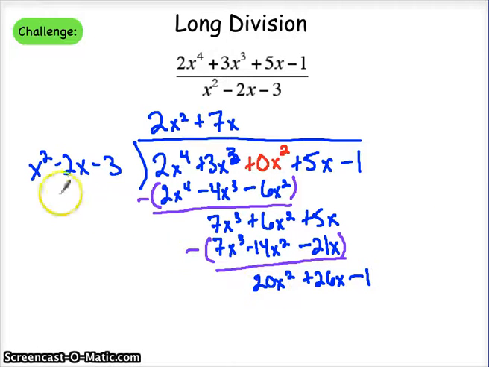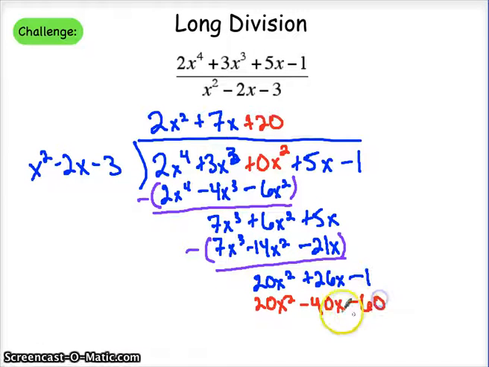So 20x squared means that I need to add another 20 up top here. 20 times x squared is going to be 20x squared. 20 times negative 2 is minus 40x, and 20 times negative 3 is negative 60. Don't forget that we are, again, subtracting all of our terms, and we're going to end up with then 26 plus 40 is positive 66x, and negative 1 plus 60 would be a positive 59.